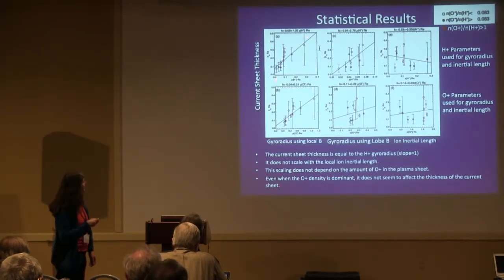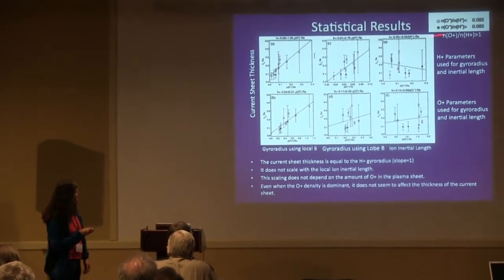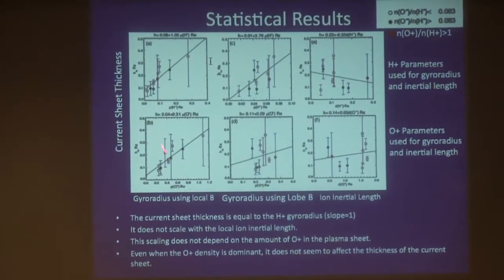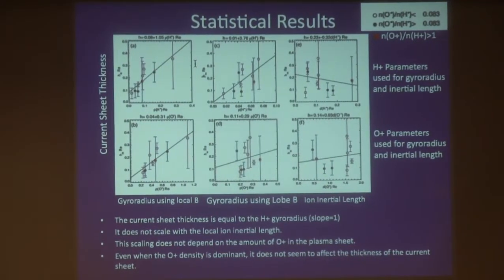And here we're showing it as a function of the gyro radius using the local magnetic field. This is as a function of the gyro radius using the lobe magnetic field, and this is as a function of the ion inertial length. And the top row is using the proton parameters to define these, and here we're using the oxygen parameters.